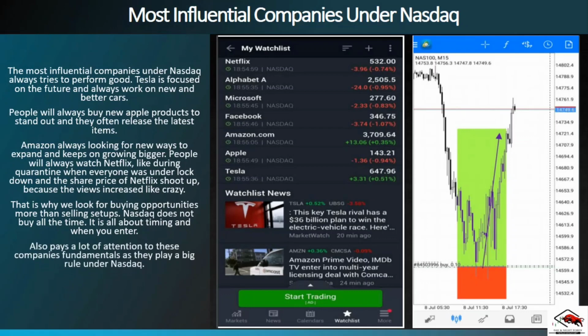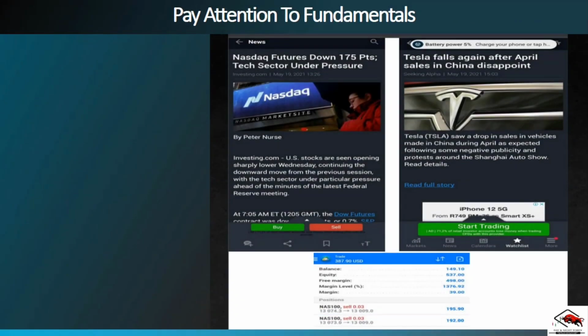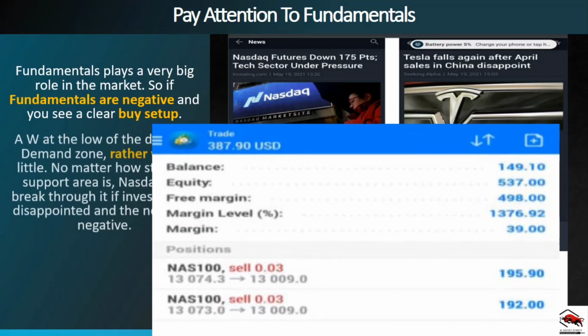One important tip that we can give you right now is to pay a lot of attention to these companies' fundamentals as they play the biggest role in Nasdaq. Those companies are firstly Tesla, Amazon, and then Apple. So you need to pay much attention to these companies as they have the most influence on Nasdaq. As you can see here, for example, Tesla fell on this day and we were able to catch a good amount of pips over here with just a very small account of just $149.